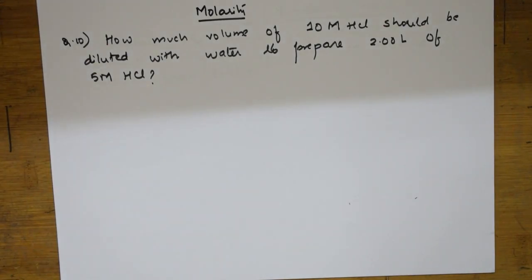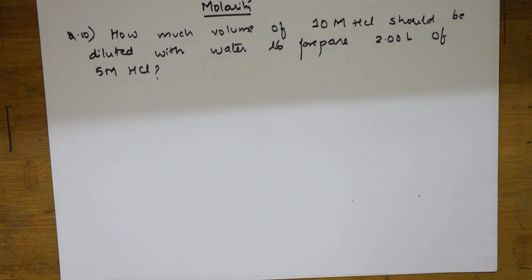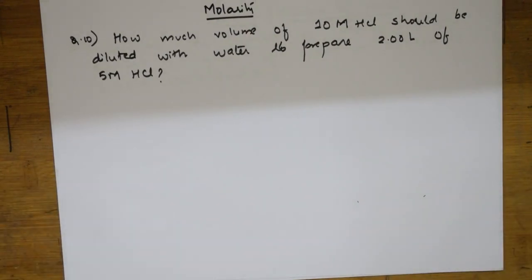Right. So let us see the next question. Hope concepts are getting cleared gradually. See, you will not get the concept immediately. You need to keep practicing, then only you will understand. Fine. So next question. How many volumes of 10 molar HCl should be diluted with water to prepare 2 liters of 5 molar HCl? Fine.